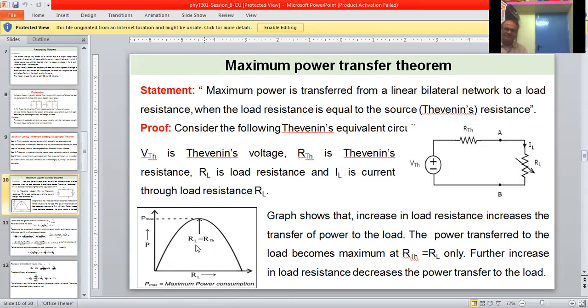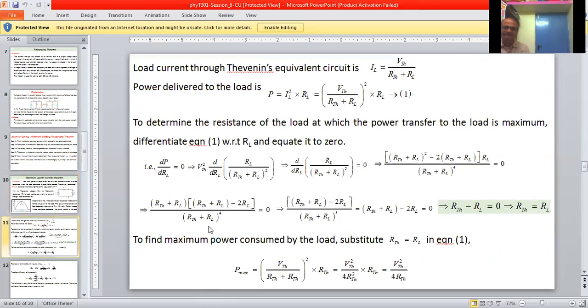It is observed from this figure that the electrical power delivered to the load increases up to this point. That means up to the condition when RL becomes equal to RTH, the power delivered to the load continuously rises, and beyond this condition the power delivered to the load decreases as we increase the load resistance. So this shows that only at one particular value of the load resistance will the power delivered to the load be maximum. That is the meaning of this theorem.